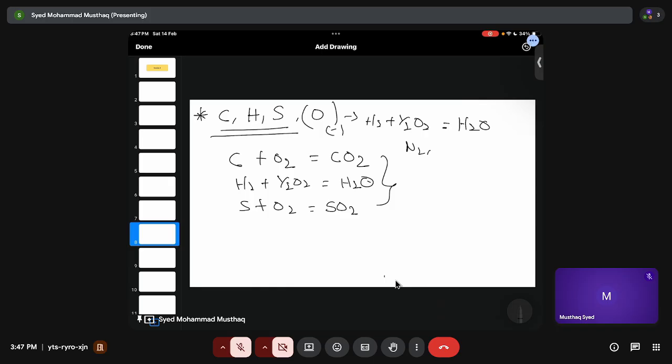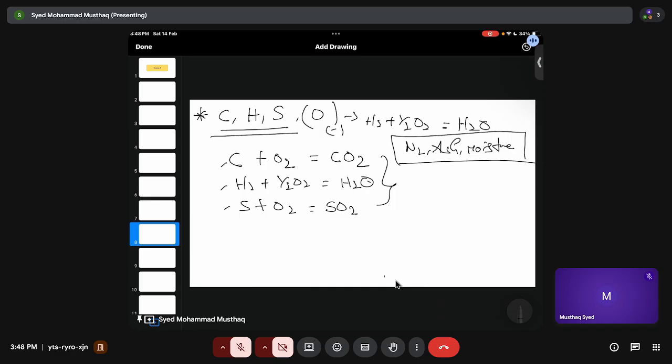Nitrogen is inert, it will not react. Ash will not react either. Moisture will take up heat but it will not react. So we are assuming all these three are inert. The only elements that are undergoing combustion here are carbon, hydrogen, and sulfur, right?